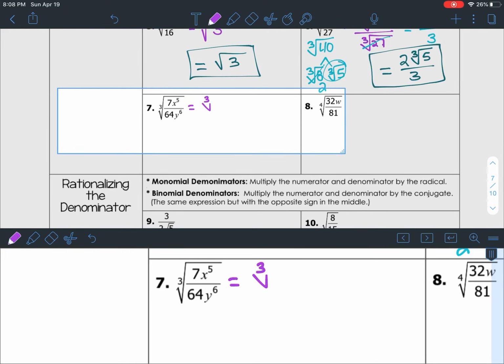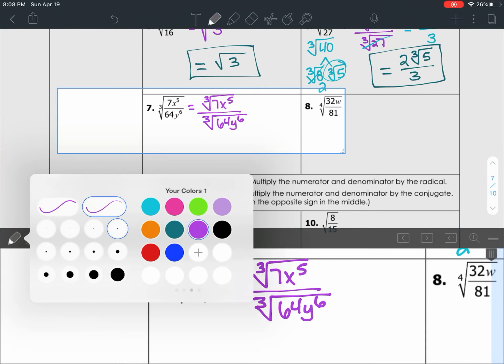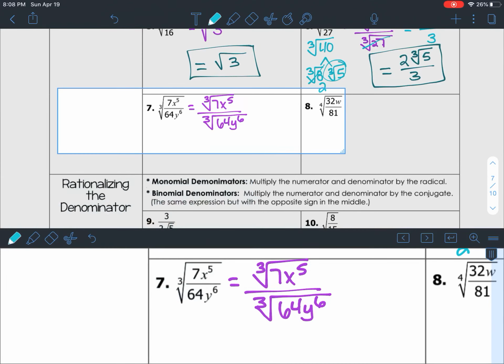So I want to break this down into the cubic root of 7x to the 5th over the cubic root of 64y to the 6th. So 64 is actually a perfect cube. So this becomes 4. And then if I look at my y's there, how many groups of 3 can I make out of 6? And my answer is 2. So on the bottom, I have 4y squared.